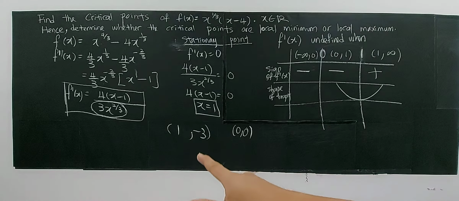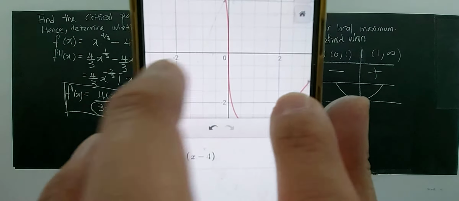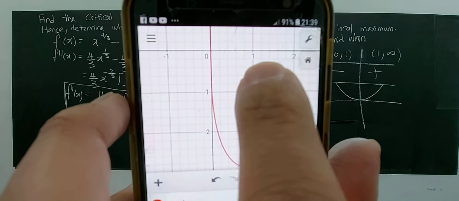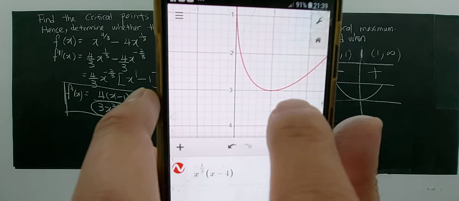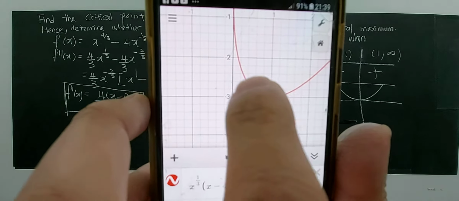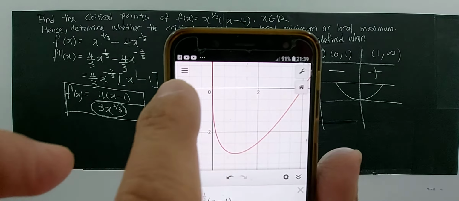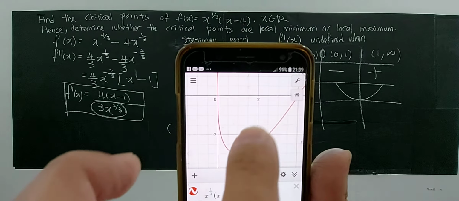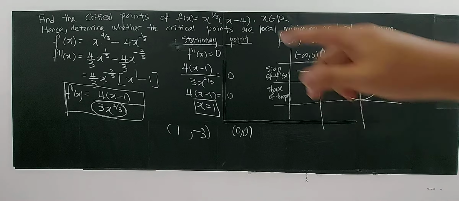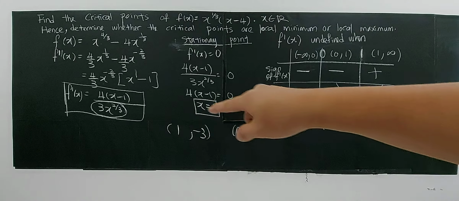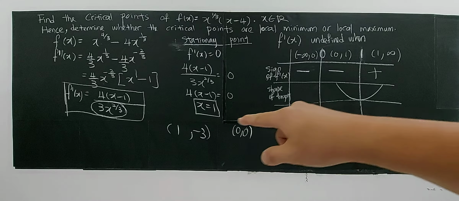But if you look at 1, -3, so you have 1, -3 here. I zoom again, and you can see 1, -3 is a stationary point, and this is a local minimum point, or we can say it's a relative minimum point. So there is only one relative extremum point here, which is 1, -3, a relative minimum point, and this other one is just a critical point.